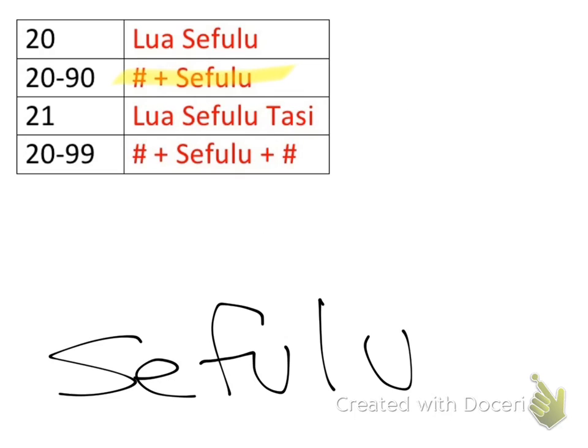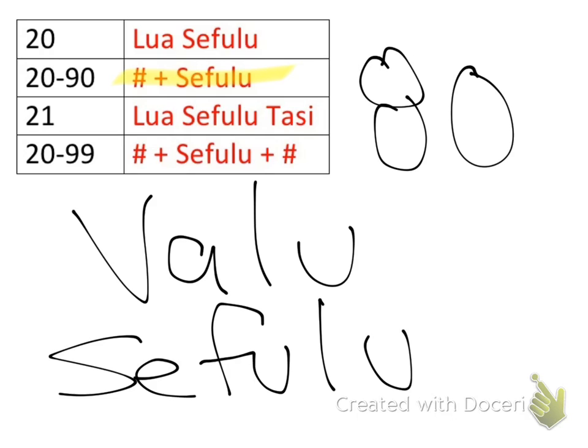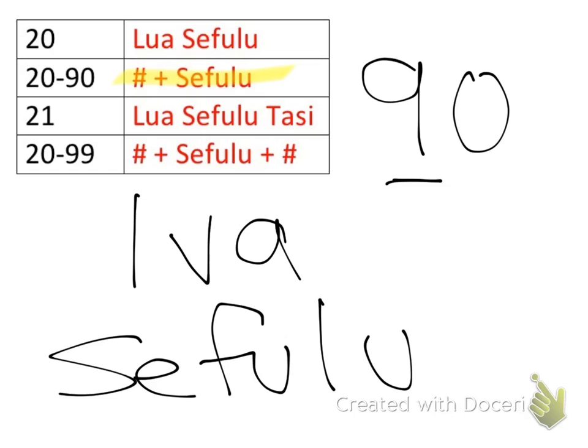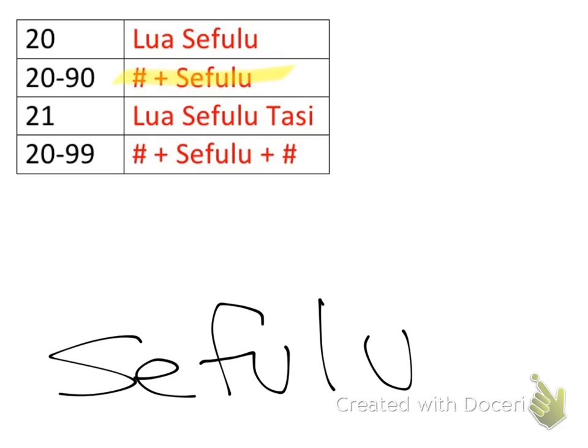Okay, 80 would be, what do you think? Well, hopefully you did it by now, but just so you know the answer, just in case. 80 is valu sefulu. That's because the value in the tens place is an 8, and so you have 8 tens, and that is 80 in English, and it's valu sefulu in Samoan. Okay, our last one for the tens is 90. Okay, so 90, if you remember that the number for 9 is Eva, and it's in the tens place, and so I would have 9 tens, or Eva sefulu in Samoan. All right, well, let's move on.